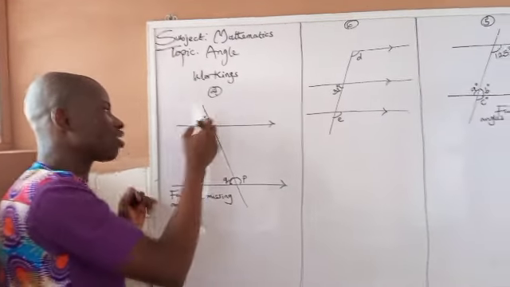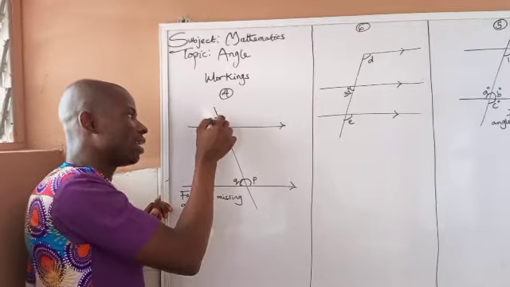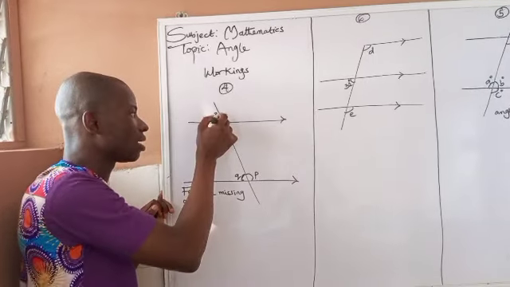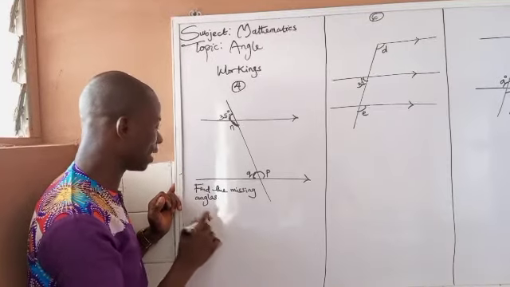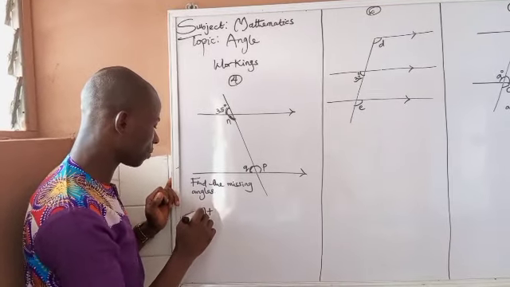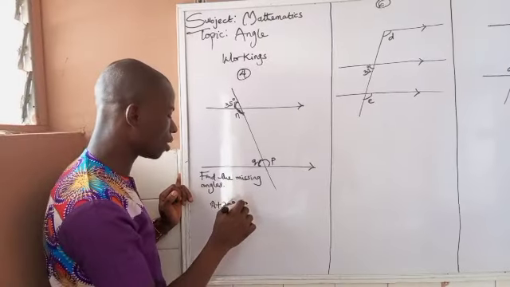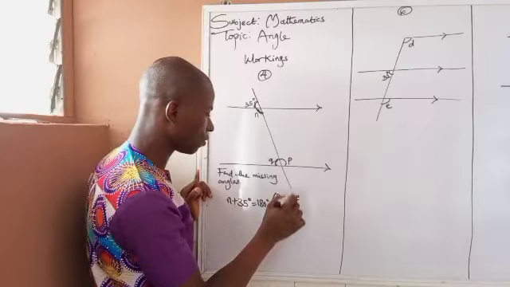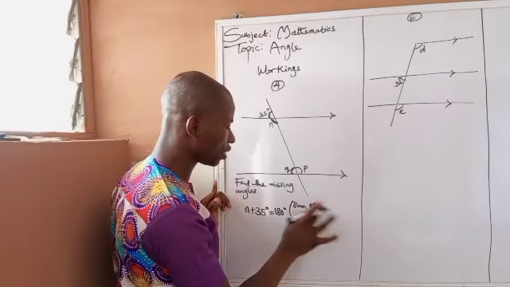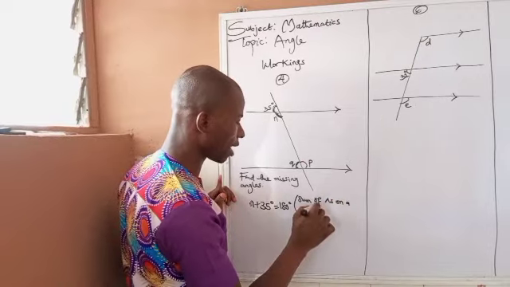So it's a straight line and the name is called transversal. From here to here is 180 degrees. Can you see? So to find n now, we are going to say n plus 35 degrees equals 180 degrees. Why? Sum of angles on a straight line.